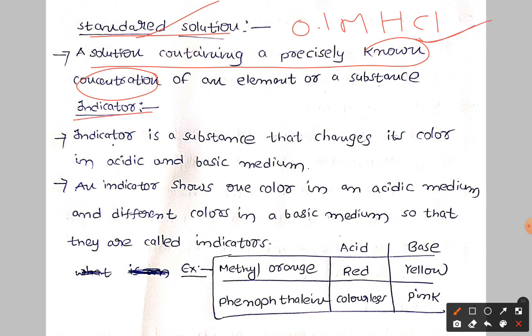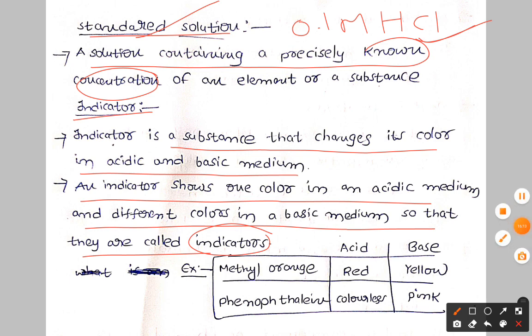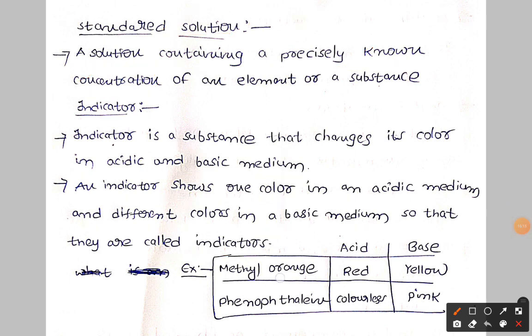Next, the indicator. An indicator is a substance that changes its color in acidic and basic medium. An indicator shows one color in acidic medium and a different color in basic medium, so they are called indicators. They are indicating the color change. For example, methyl orange has red color in acidic medium and yellow color in base. Phenolphthalein is colorless in acid and pink in base.